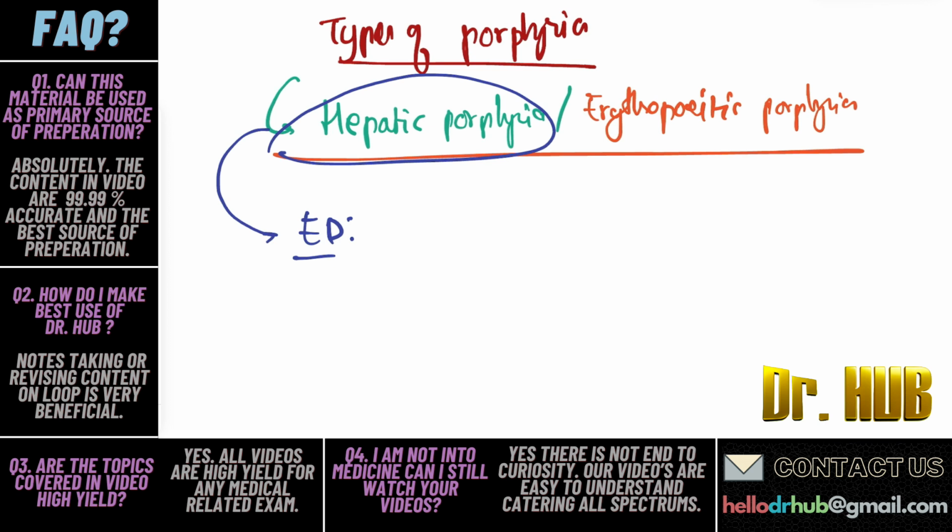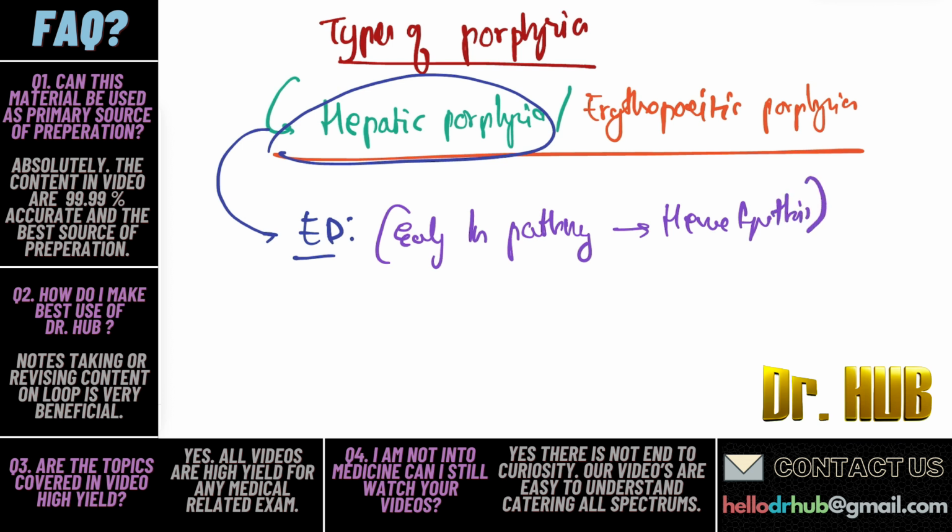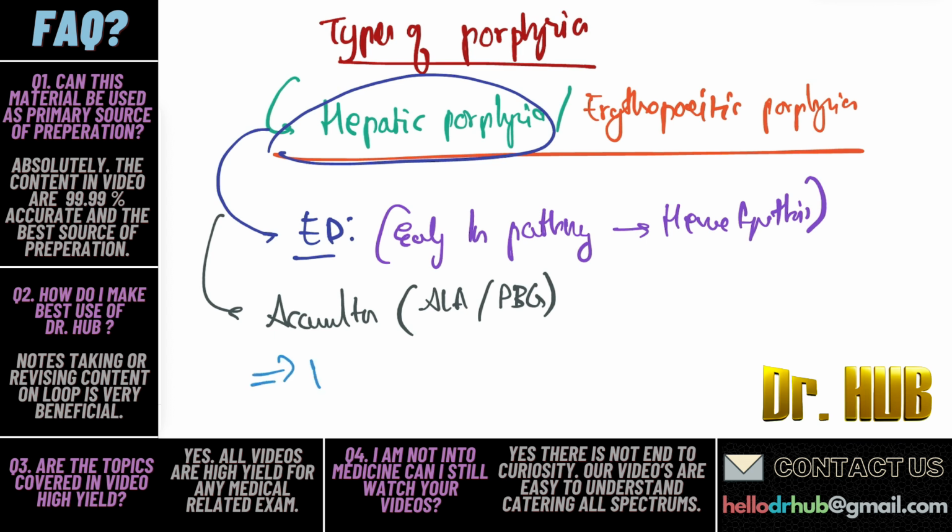It is due to an enzyme deficiency early in the pathway of heme synthesis, and there is an accumulation of ALA and PBG. So the patient presents with neurovisceral symptoms.